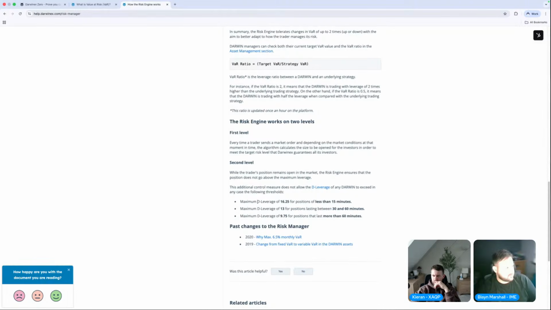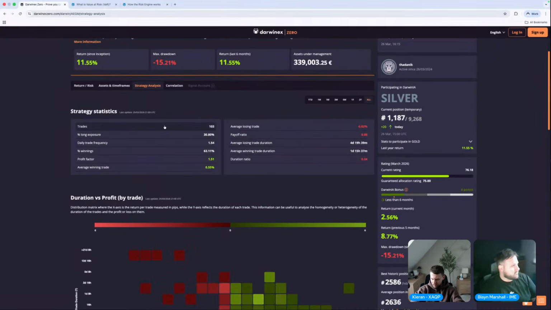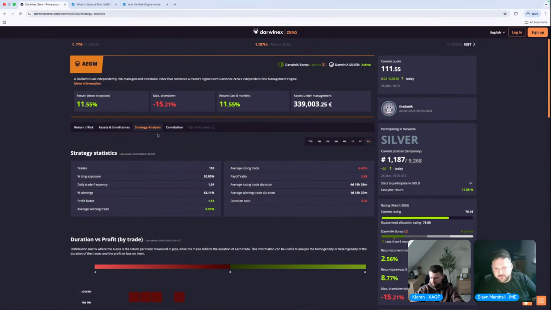And here we can see the maximum leverage for positions lasting less than 50 minutes, and less than 30 to 40 minutes. So we can see that the maximum leverage is higher the shorter we hold the trade, and lower the longer the position lasts. So this again will have an adverse effect on the risk engine. But, sorry, that was just a lot of information there.